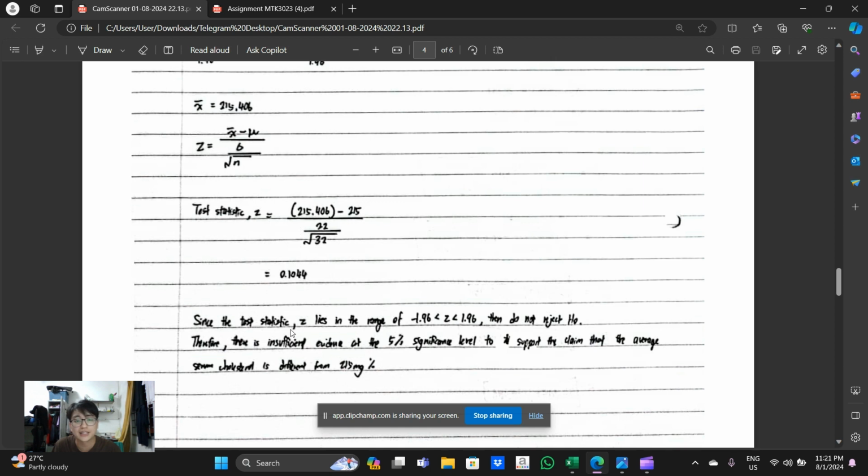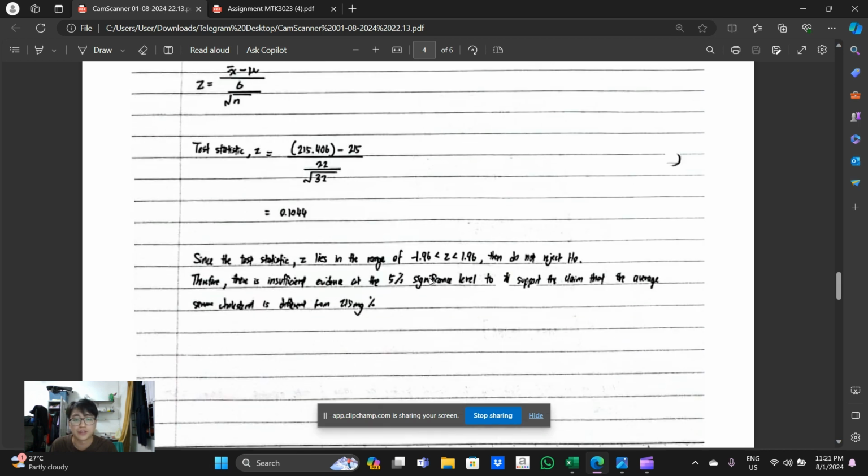Since the test statistic value lies in the range of negative 1.96 and 1.96, so we do not reject H0. Therefore, there is insufficient evidence at the 5% significant level to support the claim that the average serum cholesterol is different from 215 mg percentage.